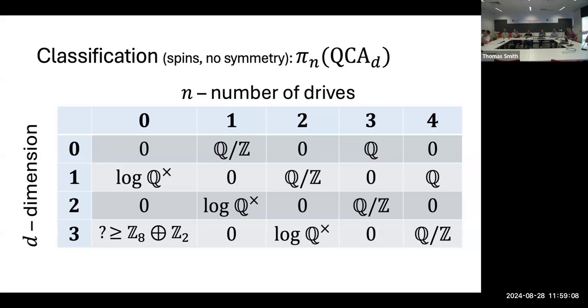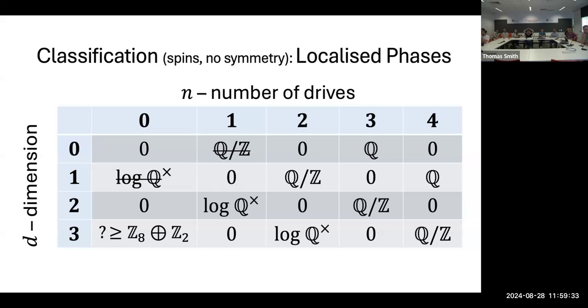I guess it's already possible to show that this is true in all physical dimensions, based on what results people have already shown. Sure. But then it would also require that all four-dimensional QCAs are equivalent, and I don't know if that's true.